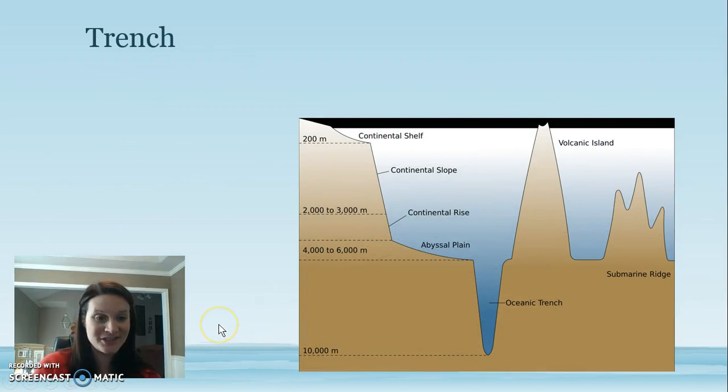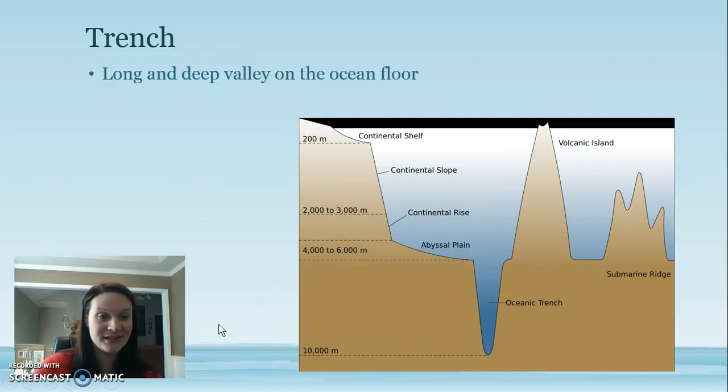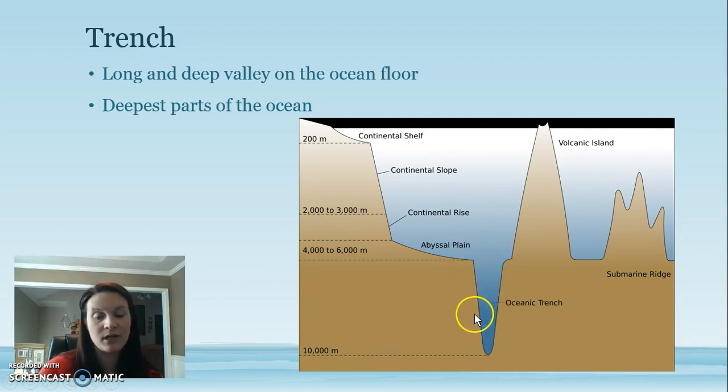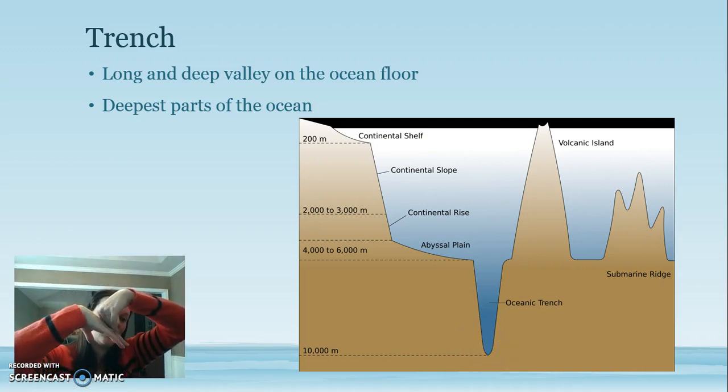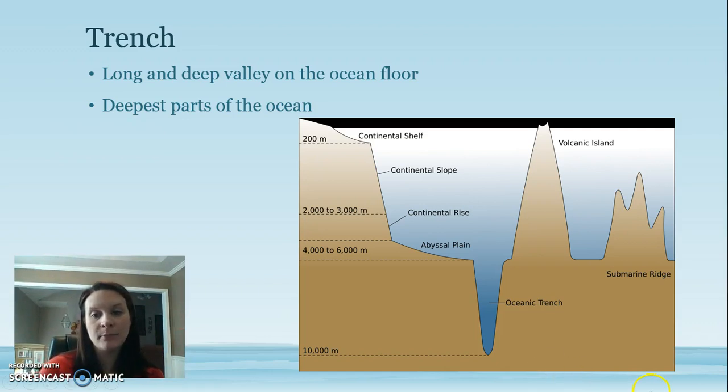You've got the trenches. This should be review. Trenches, you should remember, are the long and deep valleys on the ocean floor. They're the deepest parts of the ocean. You should remember how these were made. Remember, when the ocean floor is being destroyed, one plate gets subducted underneath the other one, and it pulls that region down. Where that's pulling down, that's where you get the trenches made. So the ocean has many, many trenches.